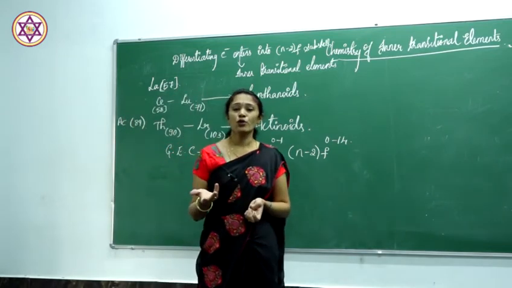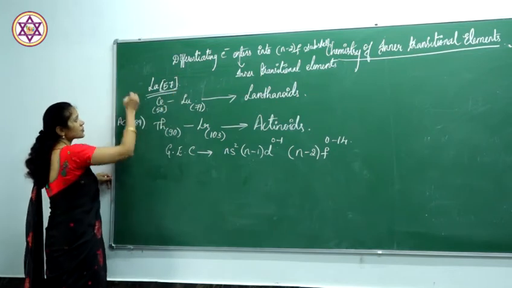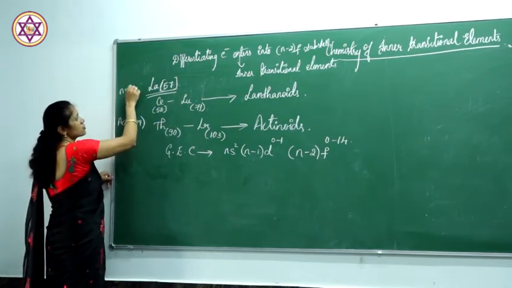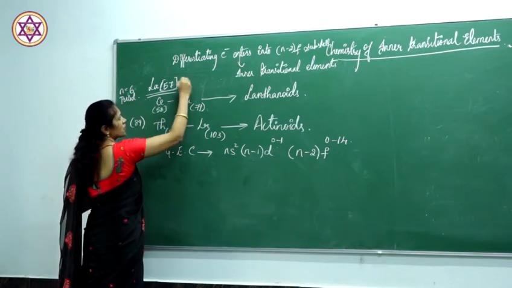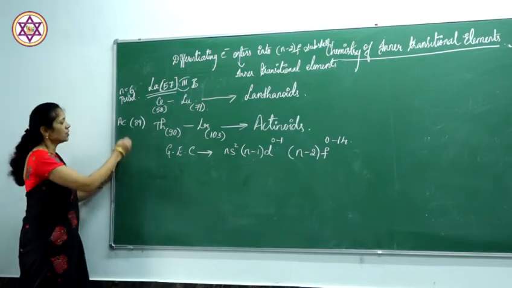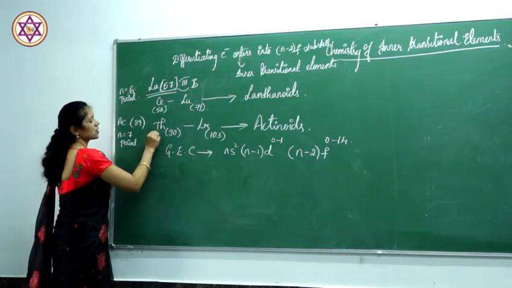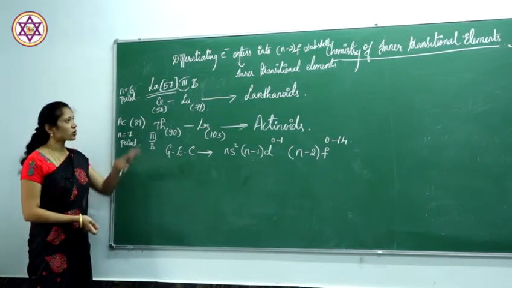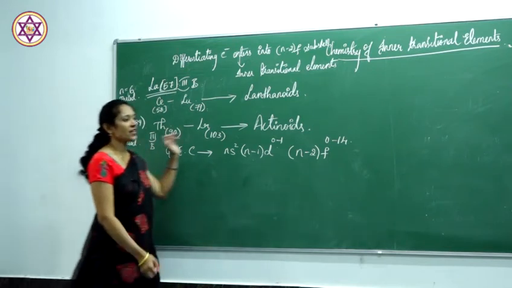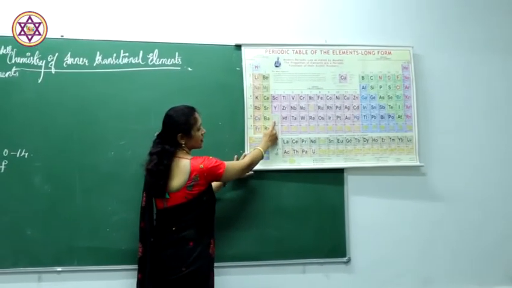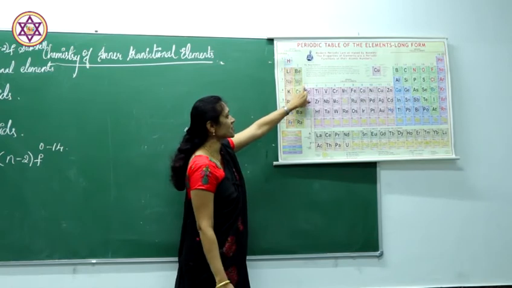Now you know why they are called lanthanoids and actinoids. Lanthanum is in n equal to 6, the 6th period, and in the 3B group. Actinium is in the 7th period and also in the 3B group. Both are in the 3B group, but lanthanum is in the 6th period and actinium in the 7th period.